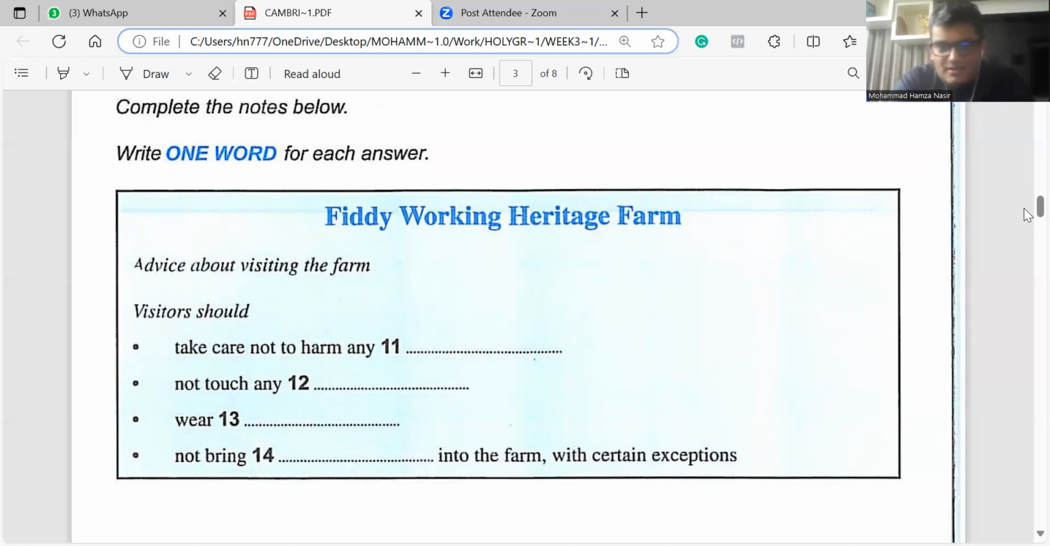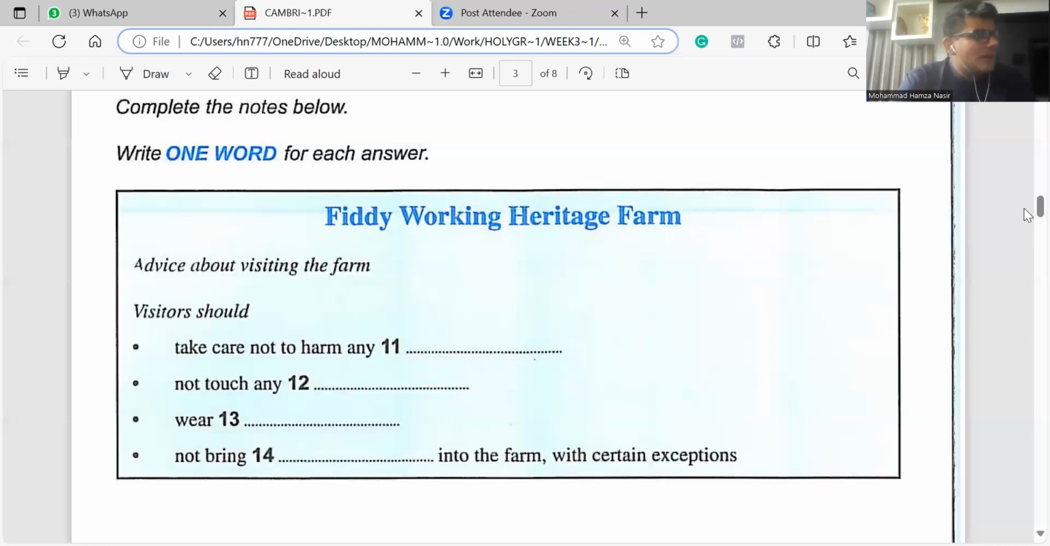What's the subheading? What are questions 11 to 14 about? The person is basically giving the prospective visitors advice about visiting the farm, okay? Take care not to harm any dash, okay? Take care means to exercise caution. Harm, that is, damage, is a keyword, okay?